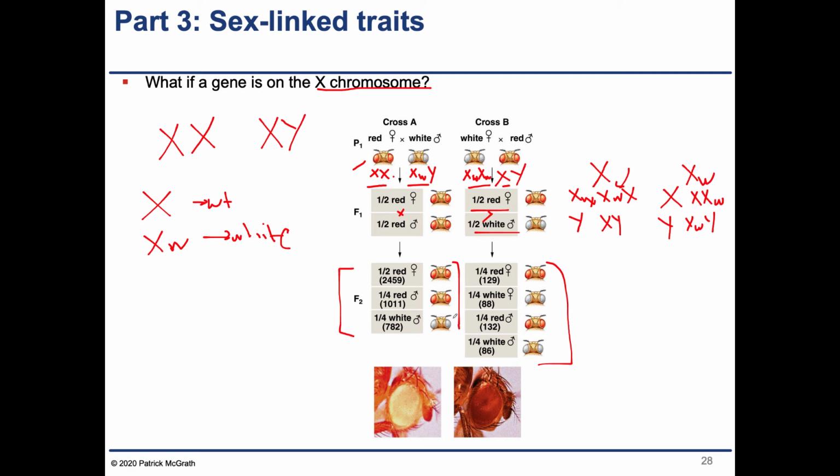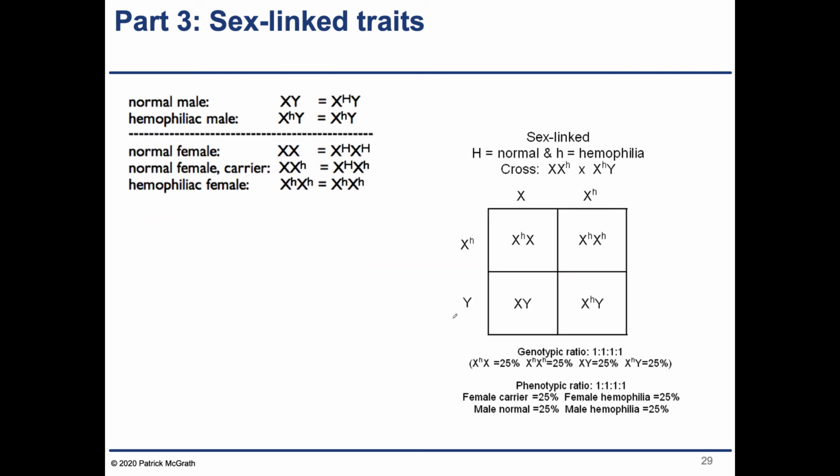A lot of this you just have to be able to follow the process, and if you can follow the process of doing the Punnett square, you can usually work out all of the problems. But it's important just to see what happens when you have genes that are located on the X chromosome. Sex-linked traits can also occur in humans. There are diseases such as color blindness and hemophilia that are linked to the X chromosome.